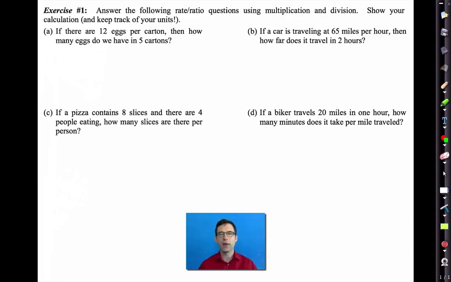It says answer the following rate/ratio questions using multiplication and division. Show your calculation and keep track of your units. Well, let's take a look at number 1, letter A. If there are 12 eggs per carton, right, a dozen eggs per carton, then how many eggs do we have in 5 cartons? What would you do to figure this out? Pause the video now just for a moment to think about this.